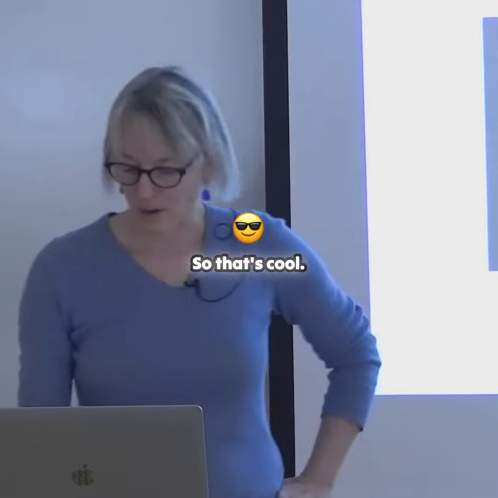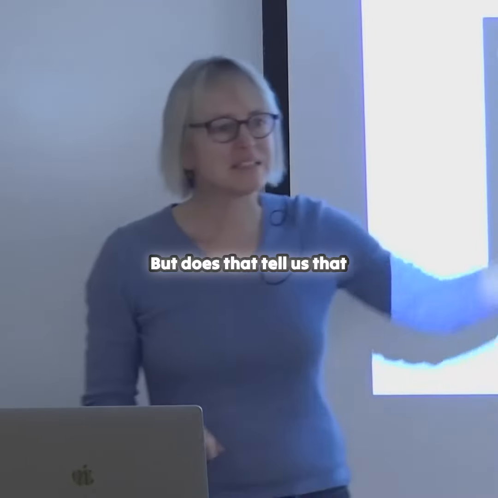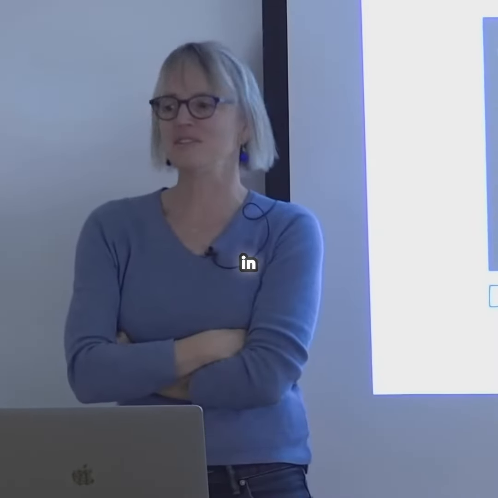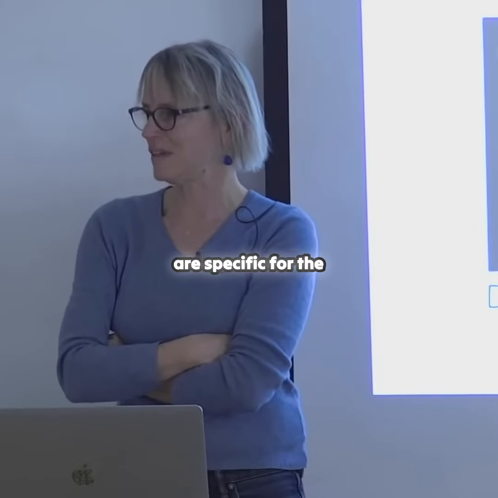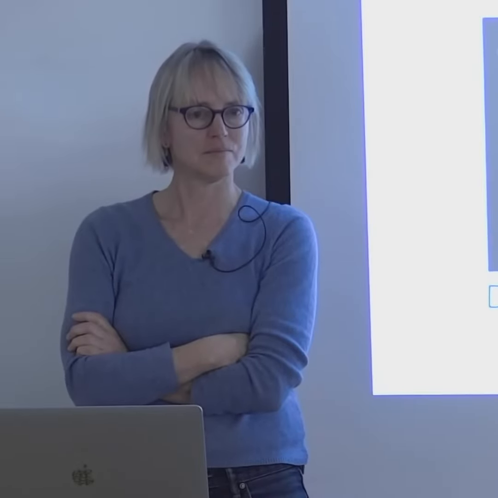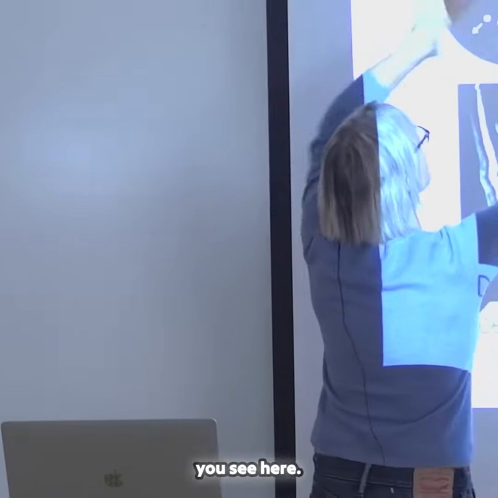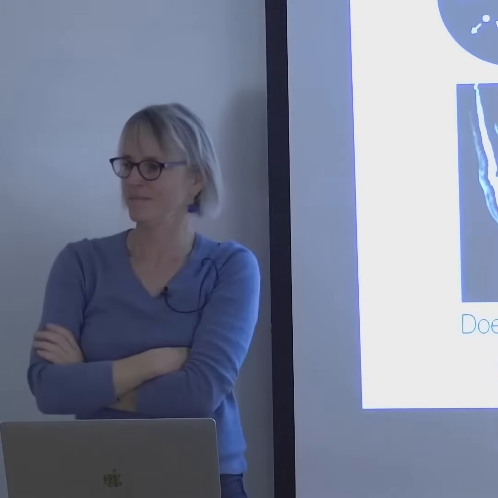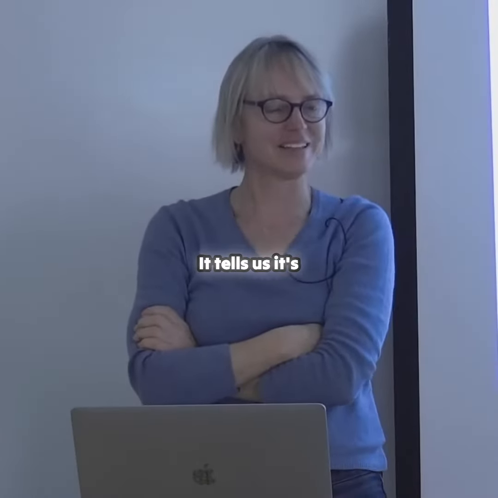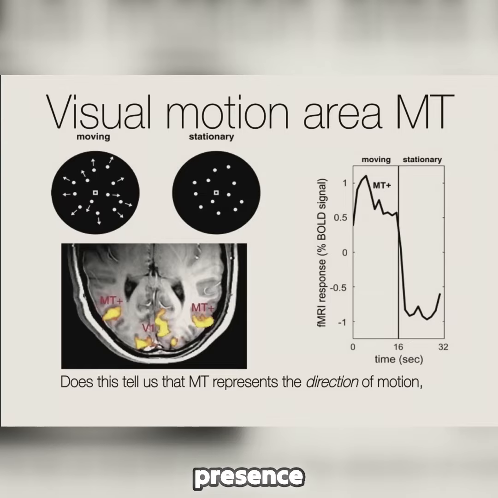Okay, so that's cool. But does that tell us that neurons in human MT are specific for the direction of motion? Yes? Are the moving dots moving in a specific motion? They're moving in all the directions you see here. No, it doesn't. It tells us it's sensitive to the presence of motion, but not the direction of motion.